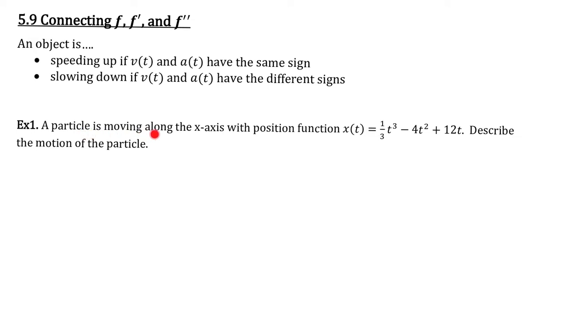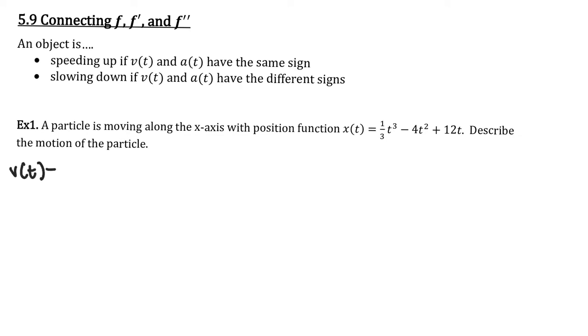Okay, a particle is moving along the x-axis with the position function x of t equals 1/3 t to the third minus 4t squared plus 12t. Describe the motion of the particle. Okay, let's see what the particle is doing. So first let's consider v of t. How do we get v of t?